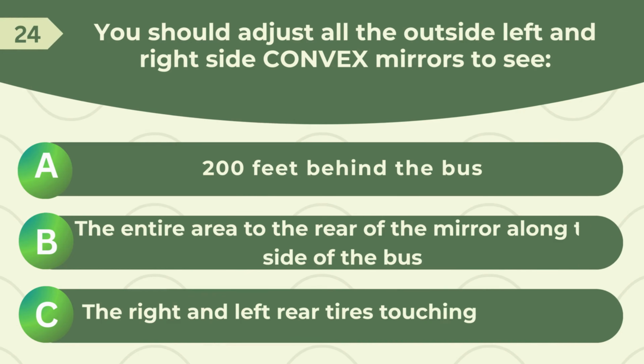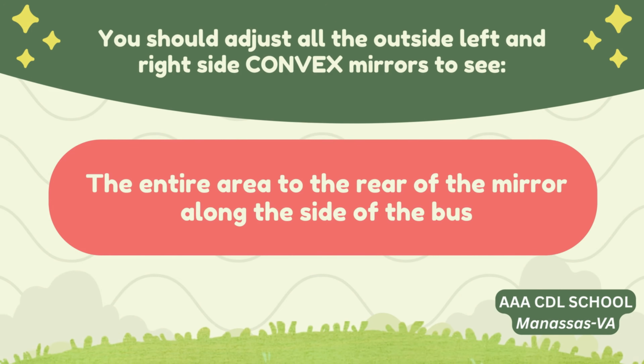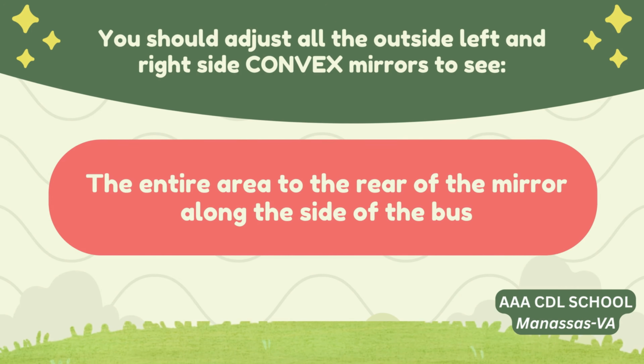You should adjust all the outside left and right side convex mirrors to see: A. 200 feet behind the bus. B. The entire area to the rear of the mirror along the side of the bus. C. The right and left rear tires touching the ground. Correct answer: the entire area to the rear of the mirror along the side of the bus.